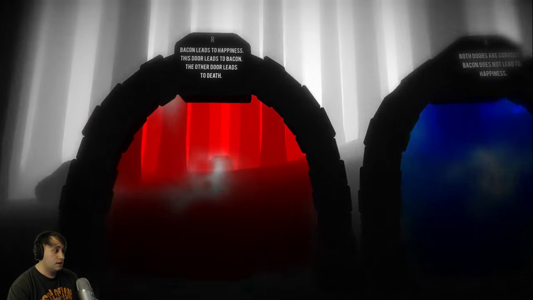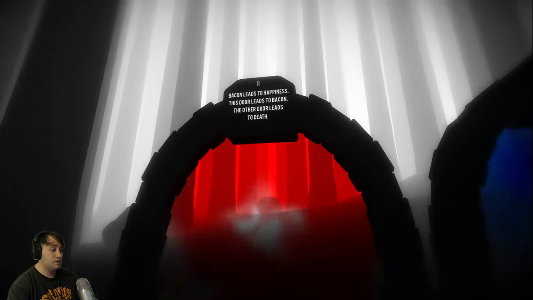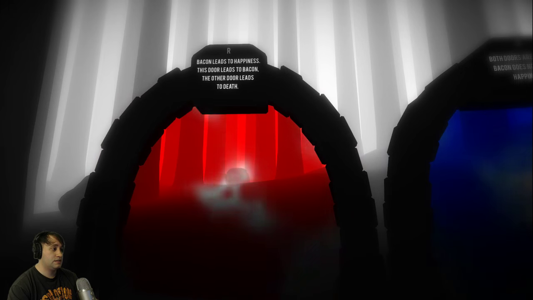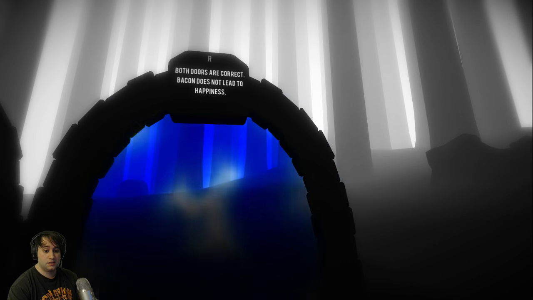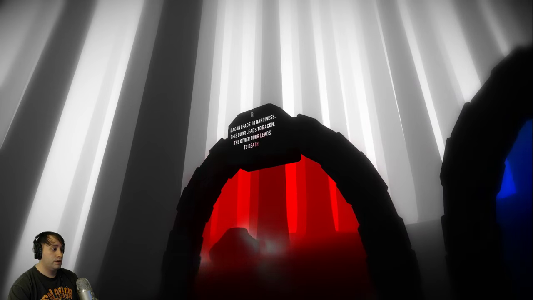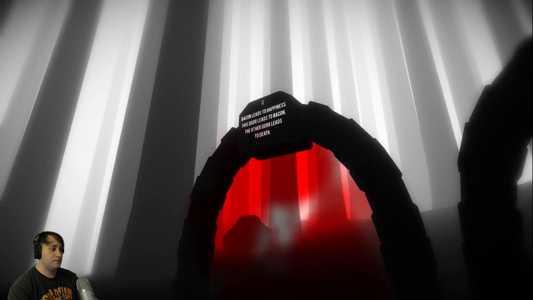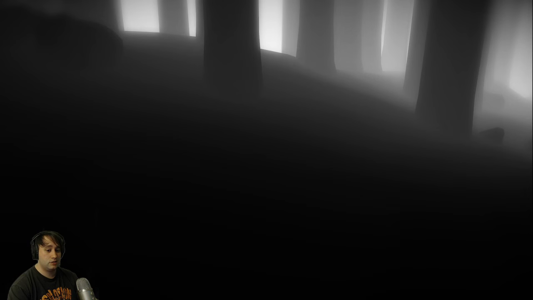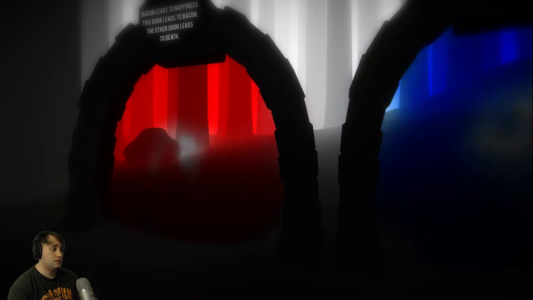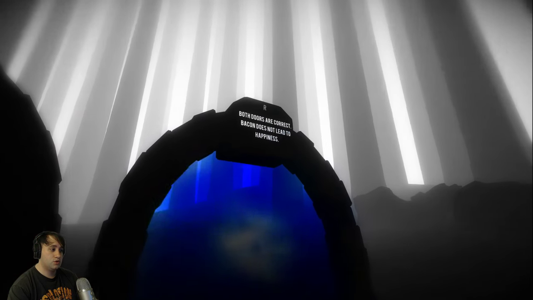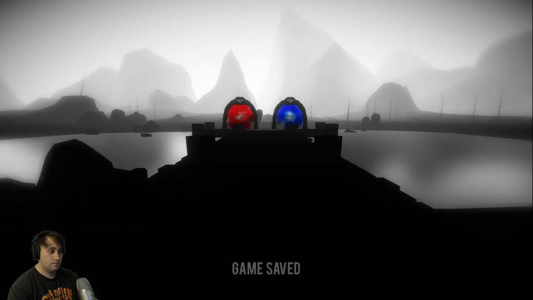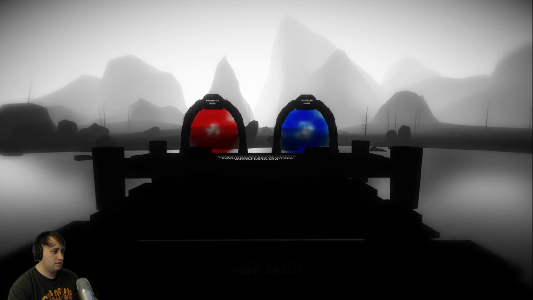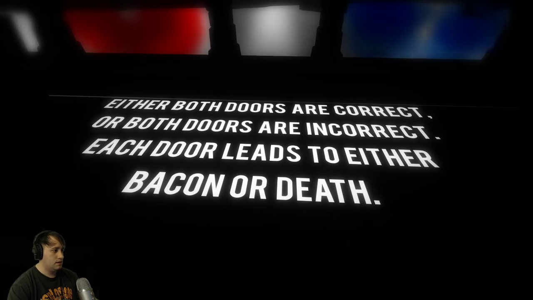At least one door is correct, so both may be correct. Bacon leads to happiness. This door leads to bacon. The other door leads to death. Both doors are correct. Bacon does not lead to happiness. Well, first of all, we know that the top statement here and the bottom statement here cannot match, so only one of these is correct. Therefore, both doors cannot be correct. But also, it is a simple fact that bacon leads to happiness. So, double answered.